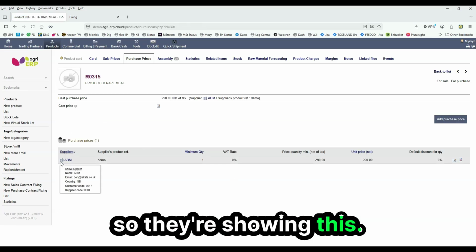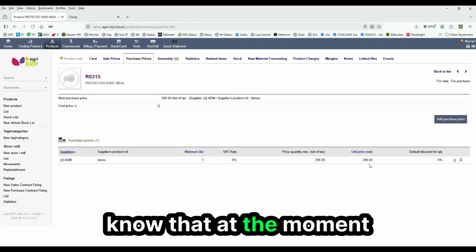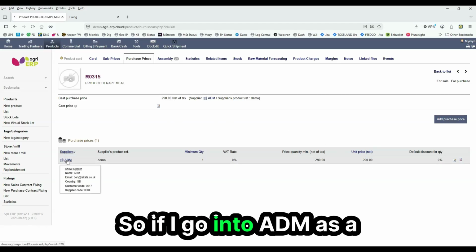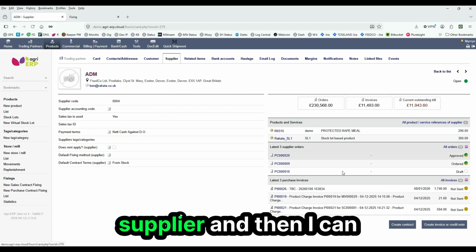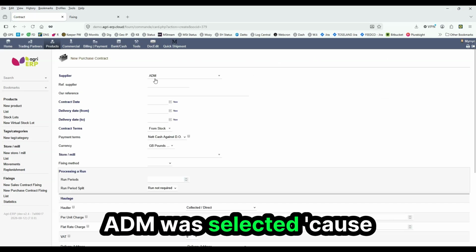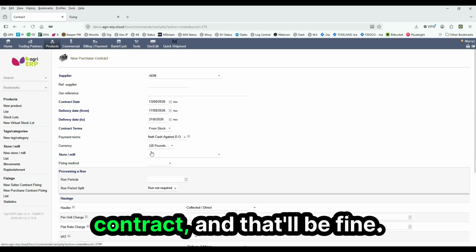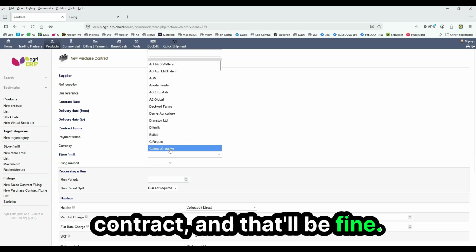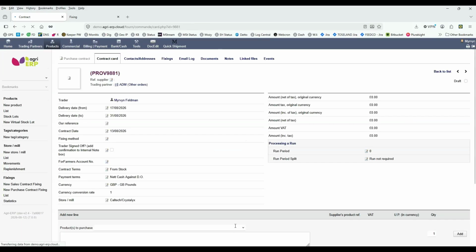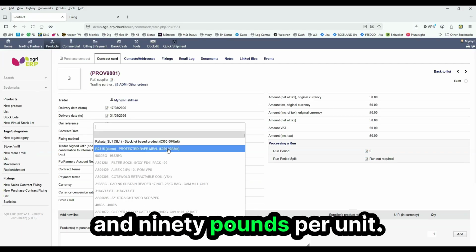So they're showing us we have a supplier of ADM that can supply this product, and we know that at the moment they're £290 per ton. So if I go into ADM as a supplier, and then I can compare it to contract, it'll pre-fill in the fact that ADM was selected because it knows who they are. We'll then go and get a contract, and that'll be fine. We'll put that into there, and then create draft. And the product shows here, the demo one that we've got, £290 per unit.